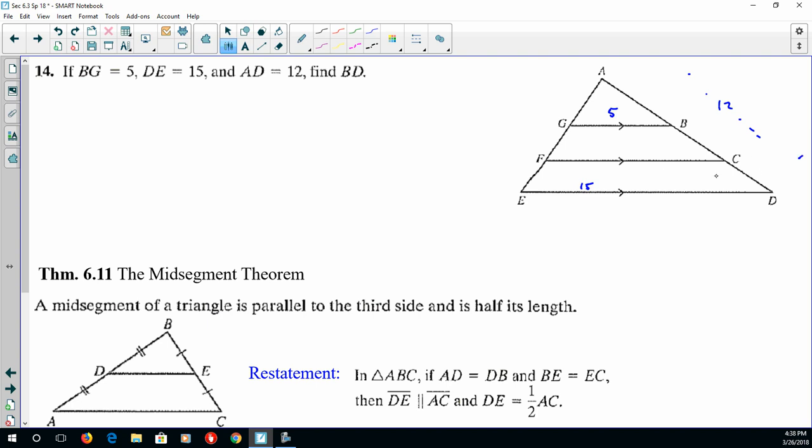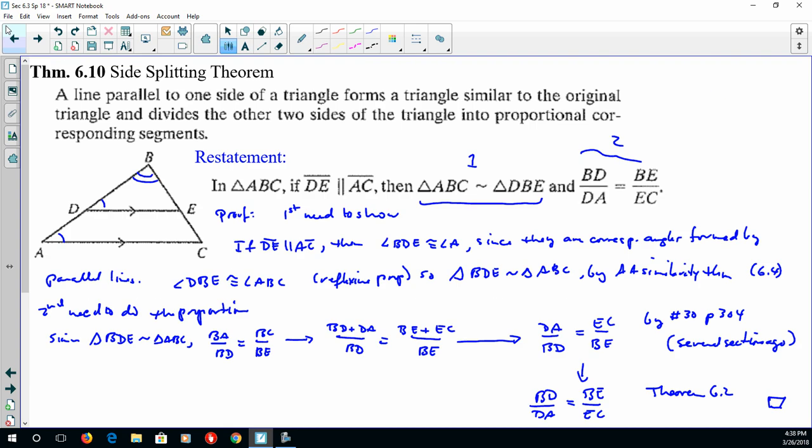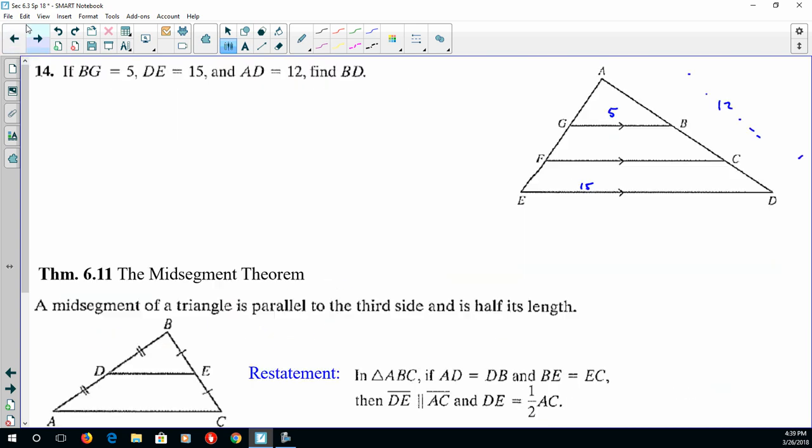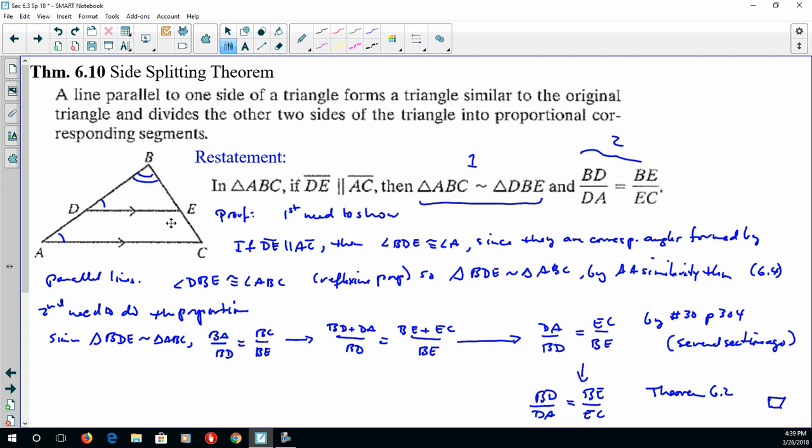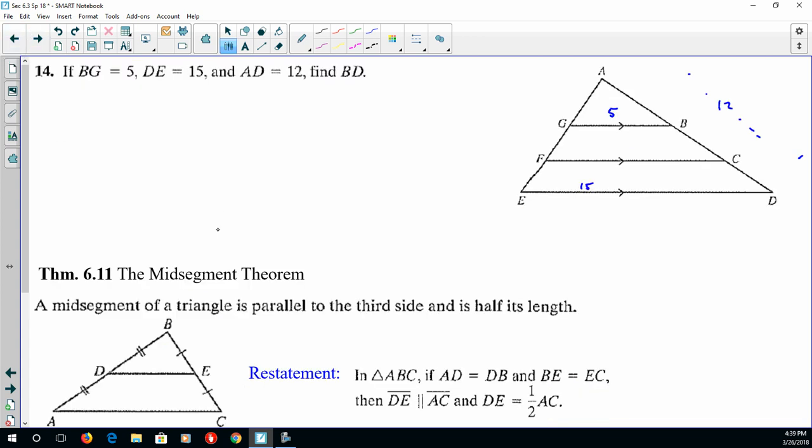Okay, so what does side splitter say? It says that ABC and DBE are congruent. Well, actually it says more than that. Side splitter says that triangle AGB is going to be similar to triangle AED. A line parallel to one side of the triangle forms similar triangles.